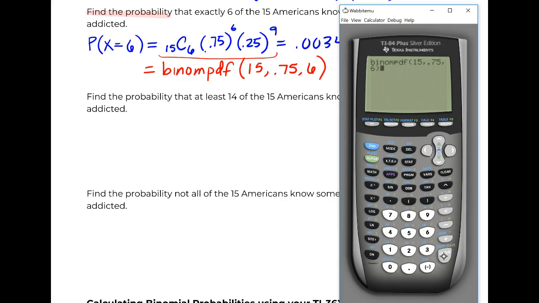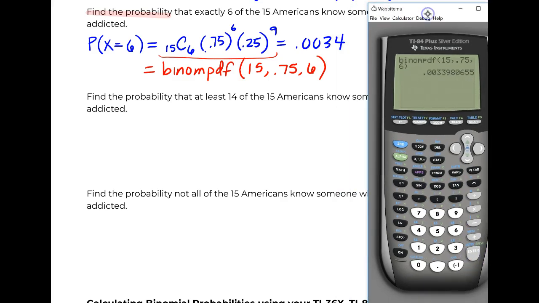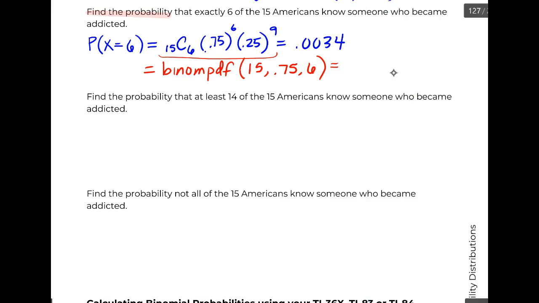If you don't have the wizard, you have to type these things in with commas. It's actually easier to me without the wizard, and it gives you the exact same value, 0.0034. So it's a way quicker way to do this, and that's what I'm going to do from now on. But if you have a calculator that doesn't do this, you'll have to do the formula.